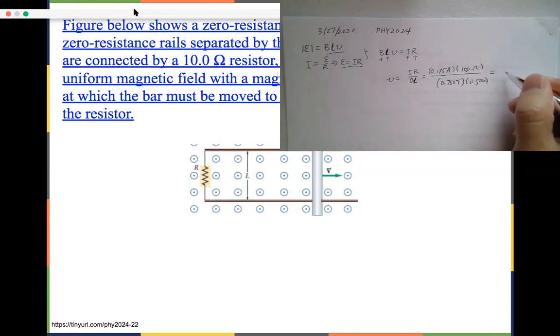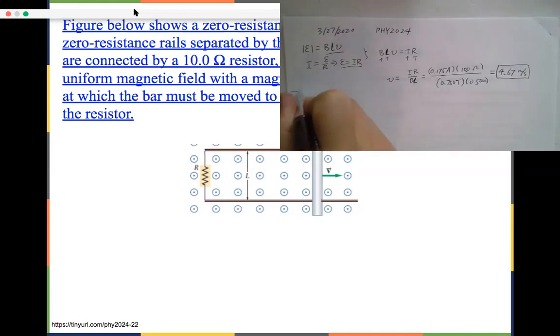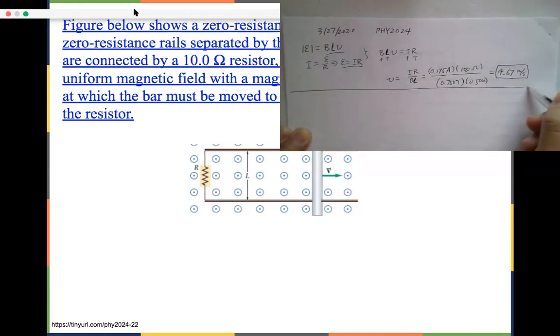If you put all these numbers into your calculator, it should tell you the speed required to generate 0.175 amps on this device should be 4.67 meters per second. So that's the speed needed here. All right. Any questions you guys might have?